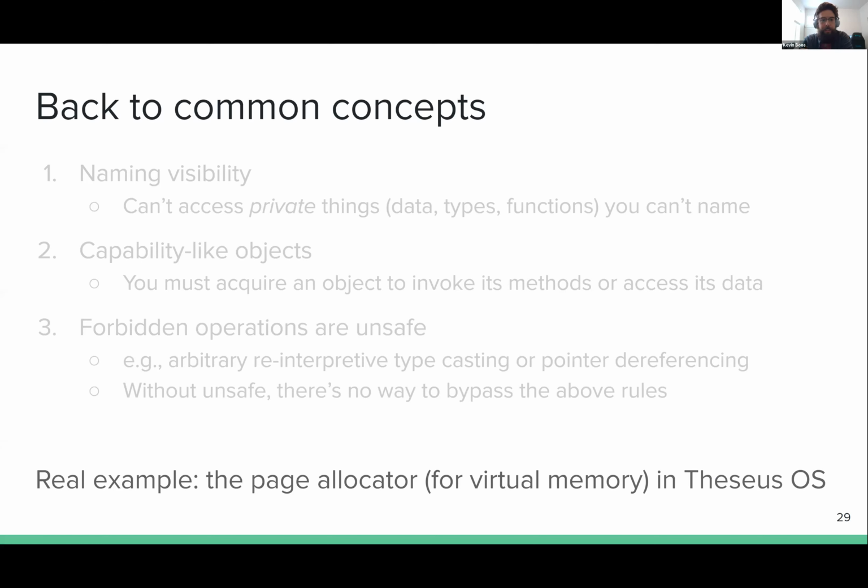Okay, so back to these common concepts. I'm going to use an example from Theseus, the system that I've written. It's a Safe Language OS. I'm going to use an example from the Page Allocator to illustrate each of these common concepts. Right now, the Page Allocator is the one that allocates a region of virtual addresses for you to then map to physical memory, and then you can use it. So that's what a Page Allocator does.